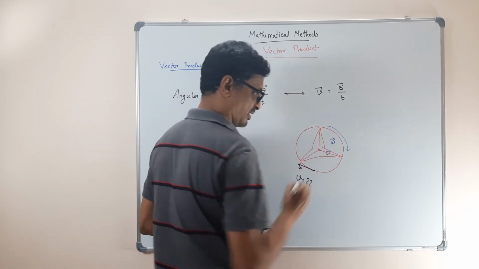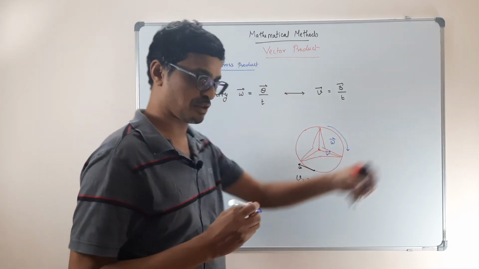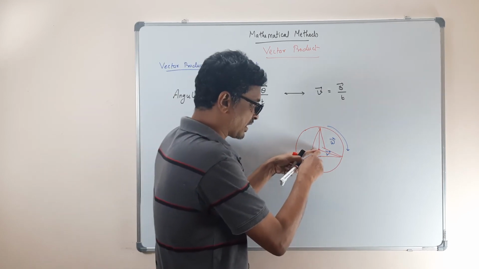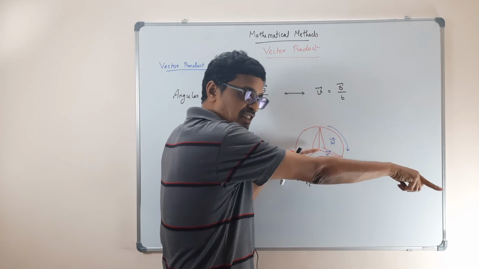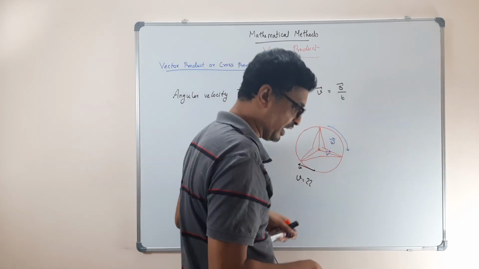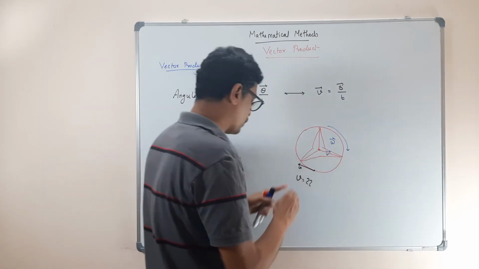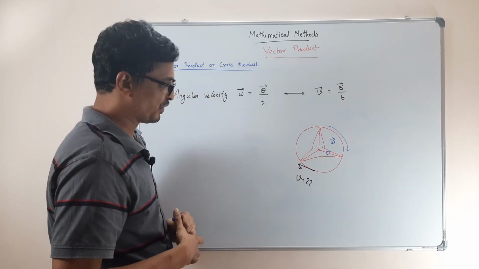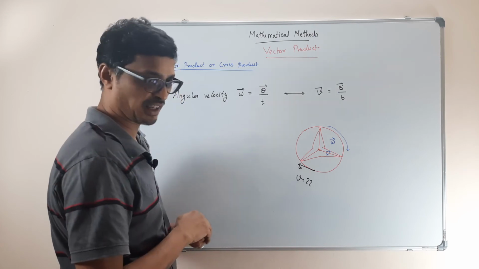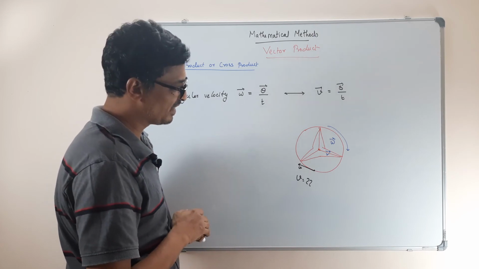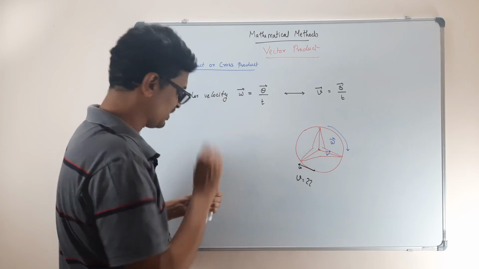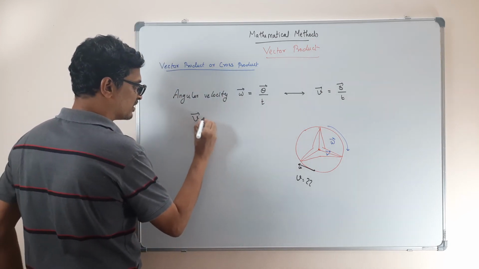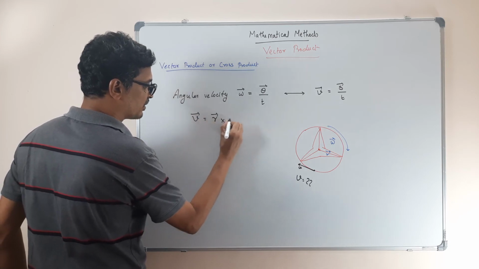Radius is also a vector, correct, because it goes from the center outwards. So radius always goes from the circle center outwards. Therefore, radius is also a vector. Now I will ask you, what should your velocity be? Here you will see the cross product. I can simply write it, and I will show you how it comes. V vector will be equal to R vector cross omega vector.